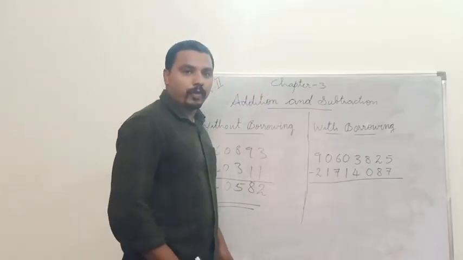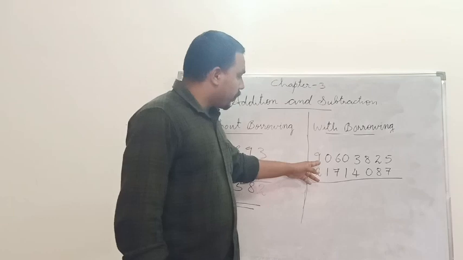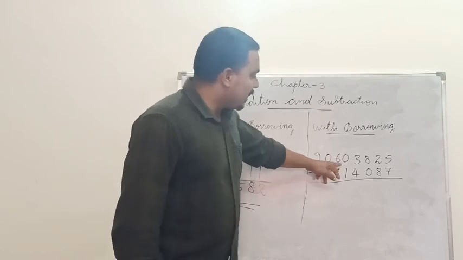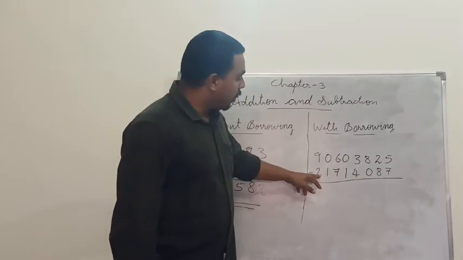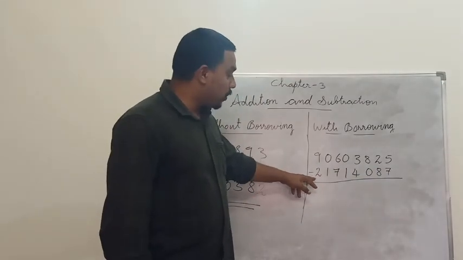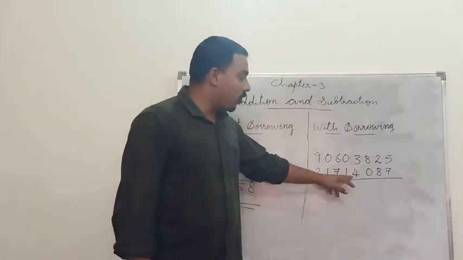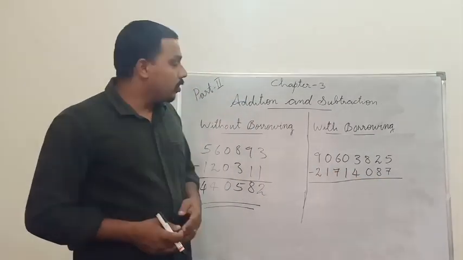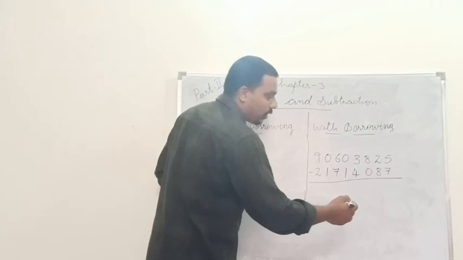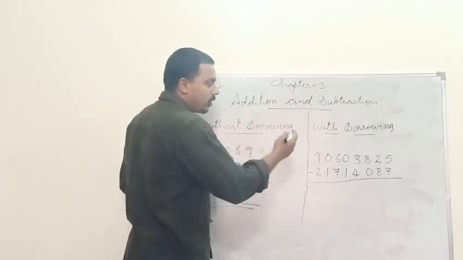Next one with borrowing. So 9 crore 6 lakh 3,825. We have to subtract 2 crore 17 lakh 14,087. So this is with borrowing. Let us see how to subtract with borrowing.